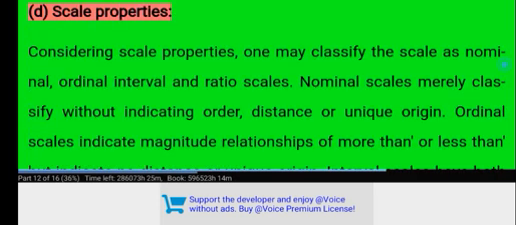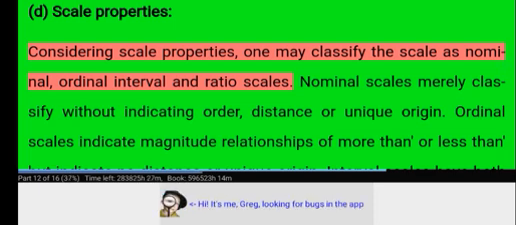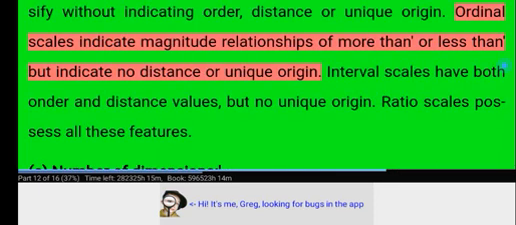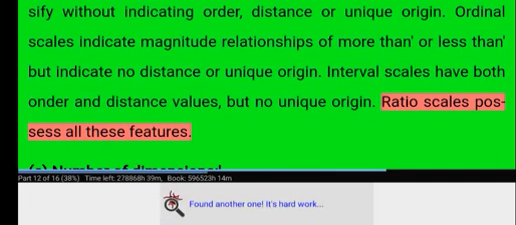D. Scale properties. Considering scale properties, one may classify the scale as nominal, ordinal, interval, and ratio scales. Nominal scales merely classify without indicating order, distance, or unique origin. Ordinal scales indicate magnitude relationships of more than or less than, but indicate no distance or unique origin. Interval scales have both order and distance values, but no unique origin. Ratio scales possess all these features.